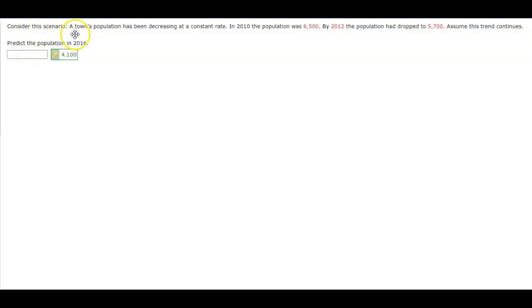Consider this scenario. A town's population has been decreasing at a constant rate. In 2010, the population was 6,500. By 2012, the population had dropped to 5,700. Assume this trend continues. Predict the population in 2016.